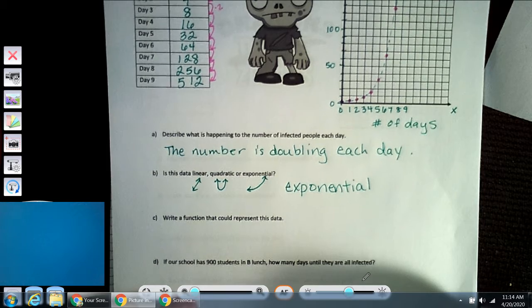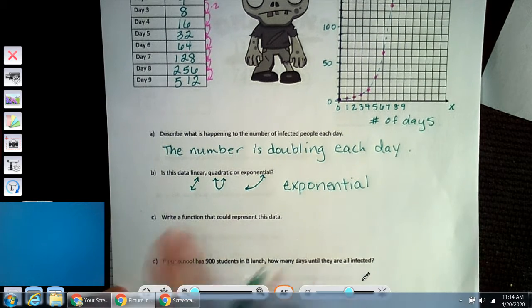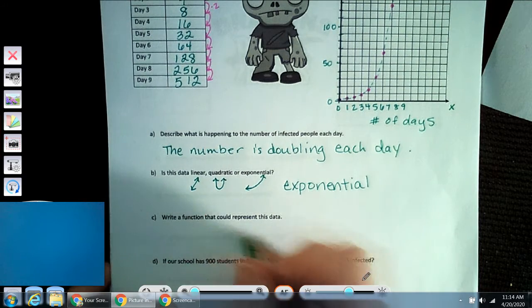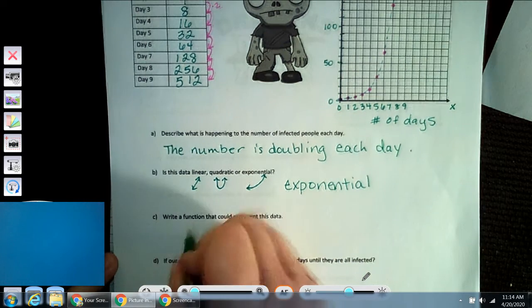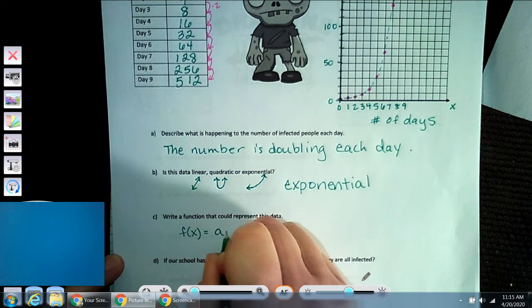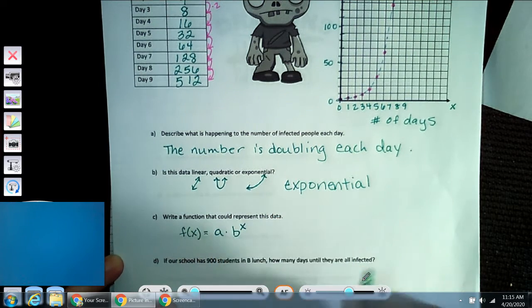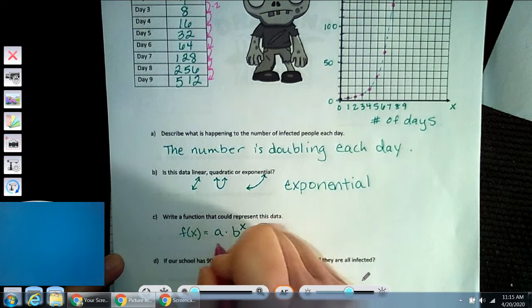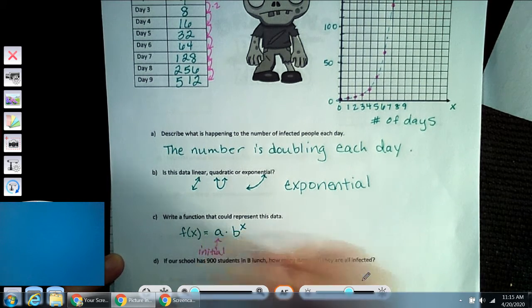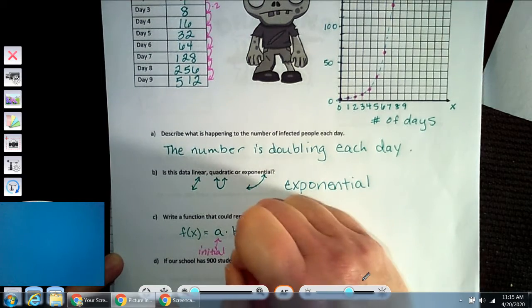Question C says, write a function that could represent this data. So at the very beginning of the notes, before we talked about the zombies and instructions, we said that f of x equals a times b to the x, where a is the initial value, it's what we start with, and b is our rate of growth or decay.